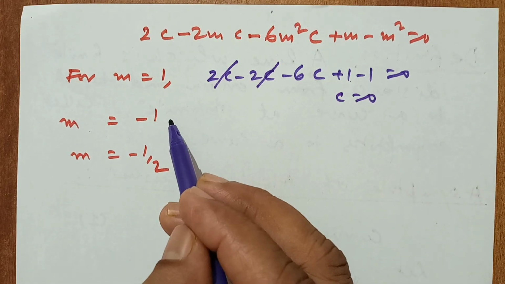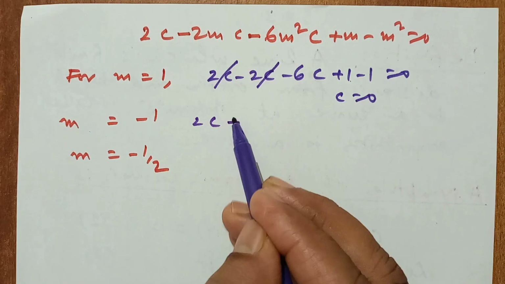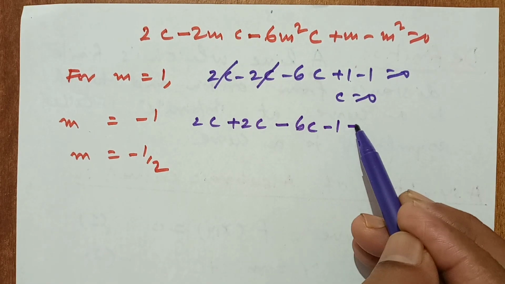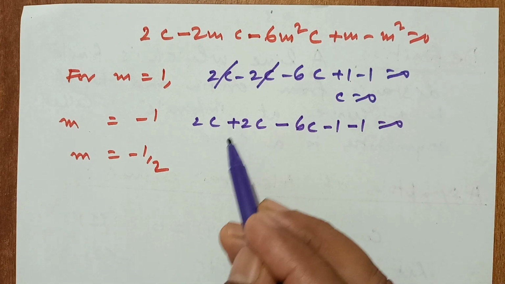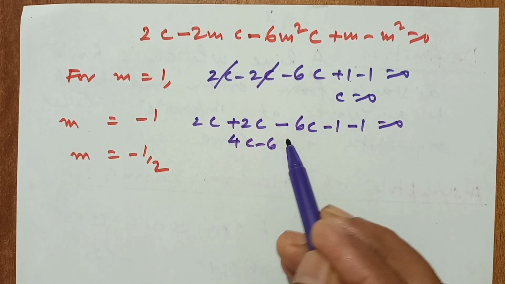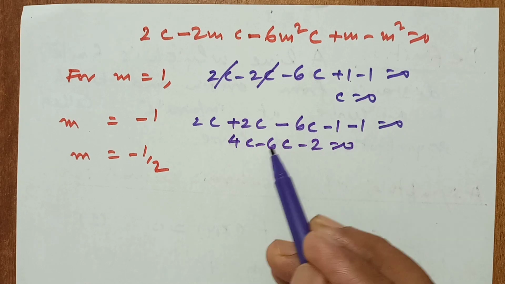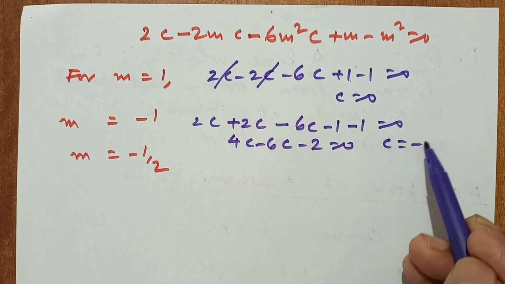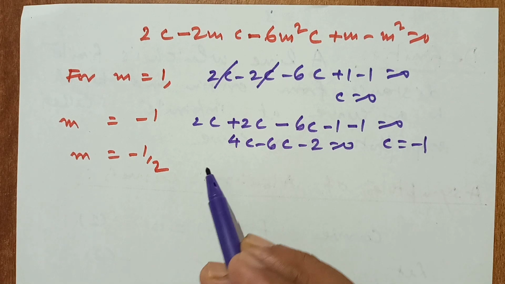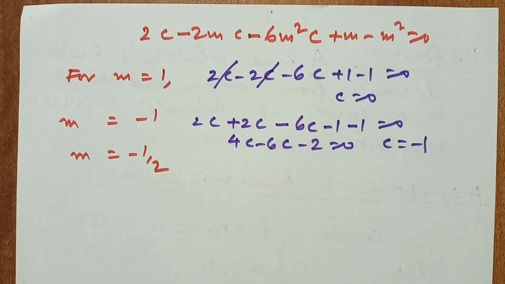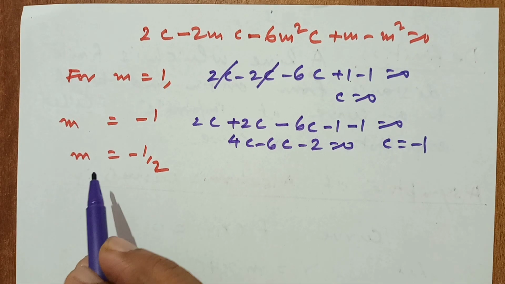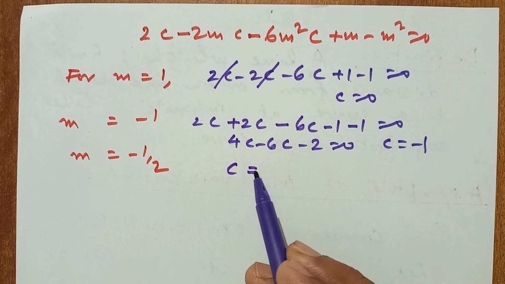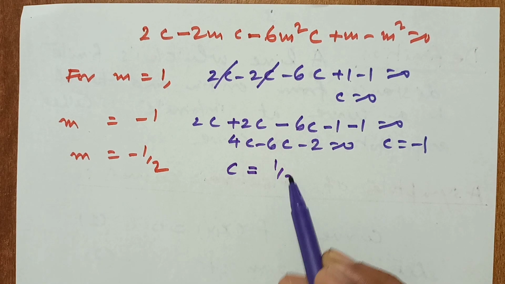For m is equal to minus 1, here 2c plus 2c minus 6c minus 1 is equal to 0. So 4c minus 6c minus 2 equal to 0. So here minus 2c minus 2 is equal to 0, means c is equal to minus 1. And by putting m is equal to minus half, this is very easy to calculate. c is equal to also half.